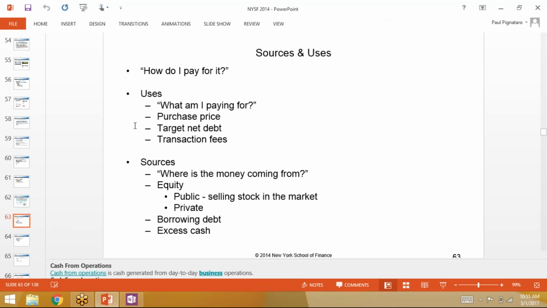So it's the purchase price, and if you have to pay down the target net debt, you have to add it to the uses. If you don't have to pay down the target net debt, it's a zero. You don't add it. It just sits on the balance sheet and it gets rolled up later. And then the transaction fees.